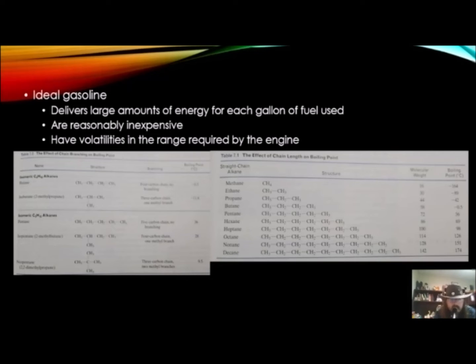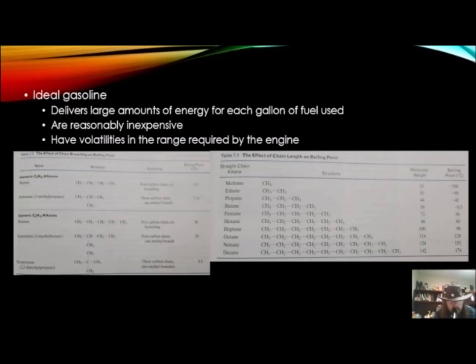It would be bad if we had to fill up the tank twice a day because it ran through gas too quickly. It would be really bad if we had to pay $50 per gallon of gas because it was too costly. And of course, it'd be really bad if it was a sludge that didn't easily burn, if we couldn't get it to ignite.